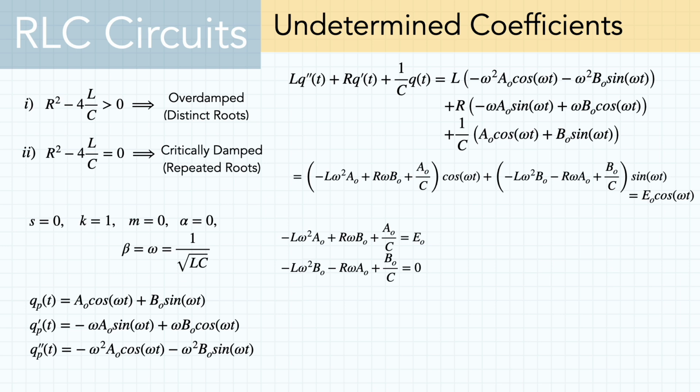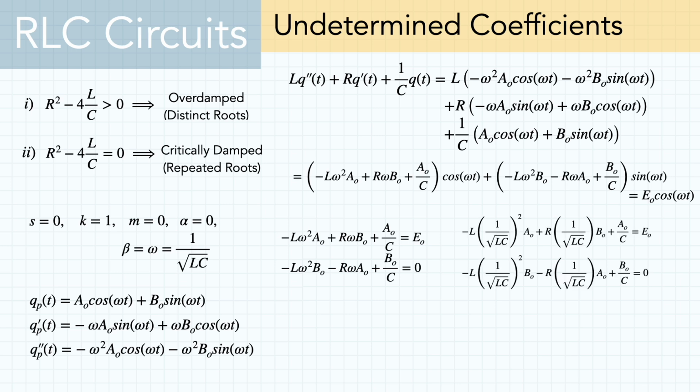This gives us a system of equations that we can solve to get the value of our two variables a naught and b naught. So here, all I did was I plugged in 1 over the square root of LC for omega, and this simplified the equations, giving us a naught equals 0 and b naught equals this. Therefore, we can just plug these values into what we solved for q particular, and then we get that qp of t equals epsilon naught over r omega times sine omega t.